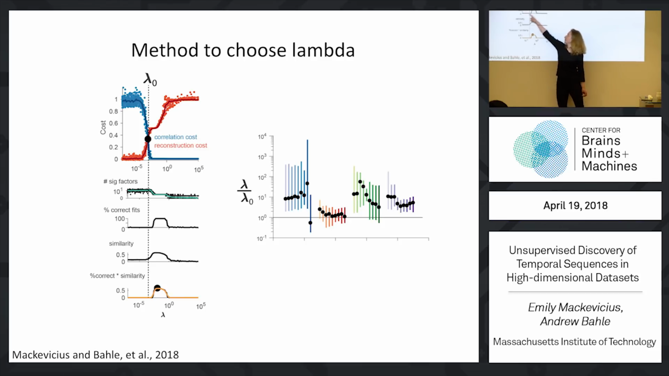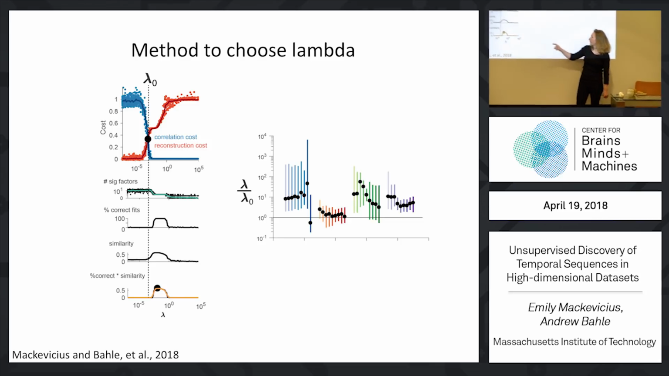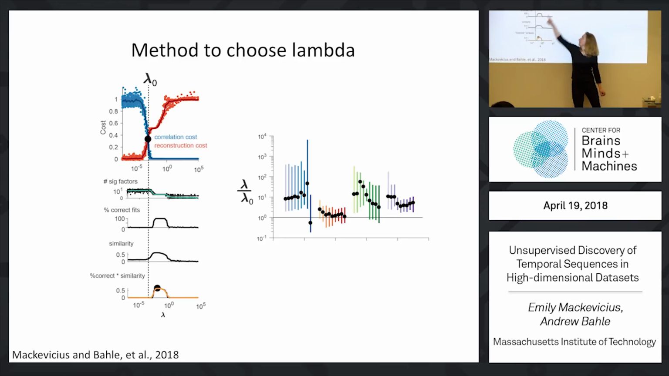And this is the percent correct of those. So that's that region where that was 3. And then if you look at the similarity of these factors to the ground truth factors, likewise, you see a plateau. And this is just showing the product of those two curves to get an estimate of this good region of lambdas. And so then what Andrew did was compare this region to that plot for all of the different noise conditions and see if we can systematically say, relative to that crossover point between the correlation cost and the reconstruction cost, is there a systematic way of picking lambda?